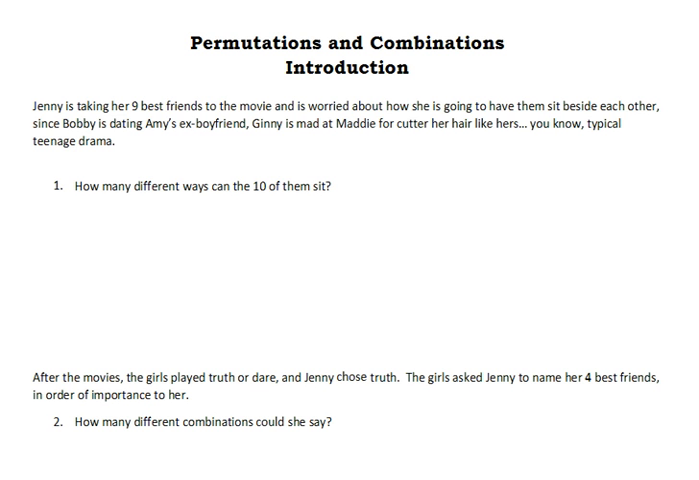Jenny is taking her 9 best friends to the movie and is worried about how she was going to have them sit behind each other. Since Bobby is dating Amy's ex-boyfriend, Ginny is mad at Maddie for cutting her hair like hers, you know, the typical teenage drama. So question 1 is, how many different ways can the 10 of them sit?